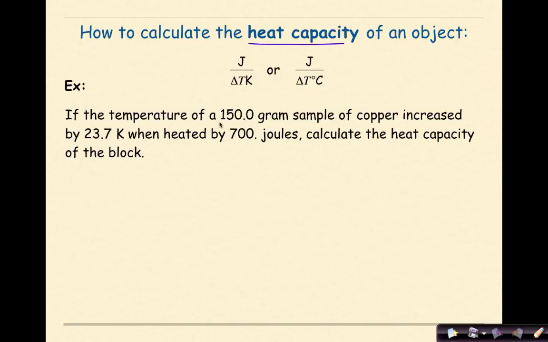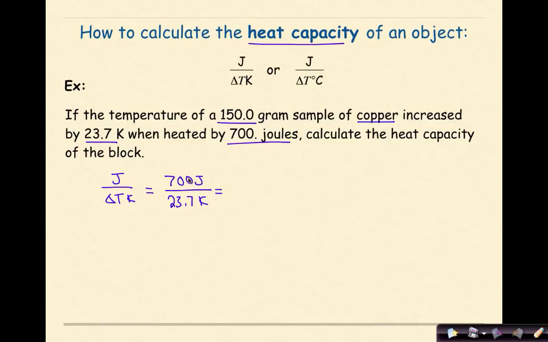If the temperature of a 150.0 gram sample of copper increased by 23.7 Kelvin when heated by 700 joules, calculate the heat capacity of the block. So in this case, I'm dealing with Kelvin, so I'm going to be using joules over temperature change in Kelvin. So I'm just going to plug my numbers in here. So I'm going to have 700 joules up on top, and we are just given a delta T. So that is 23.7 Kelvin.